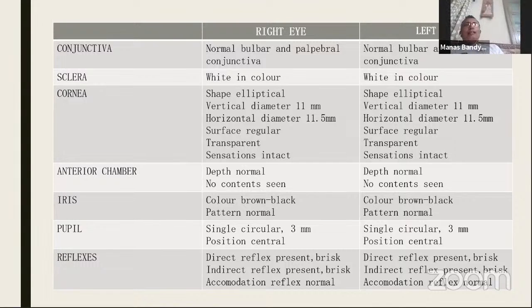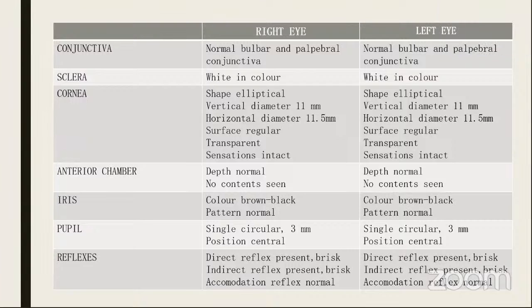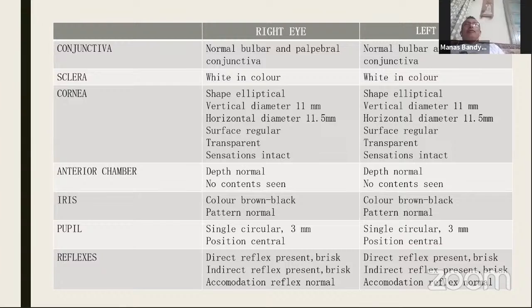Right, you're right. But what do you say? I mean, what do you call it? Afferent pathway lesions. Yeah, it's relative afferent pupillary defect, RAPD. Okay. Fine. Go to the next slide, please.